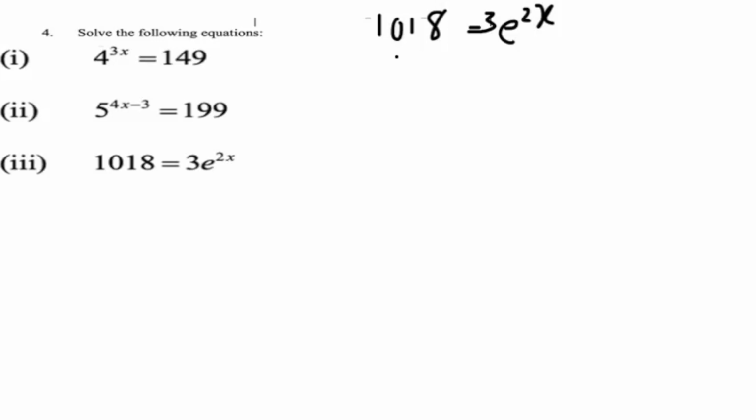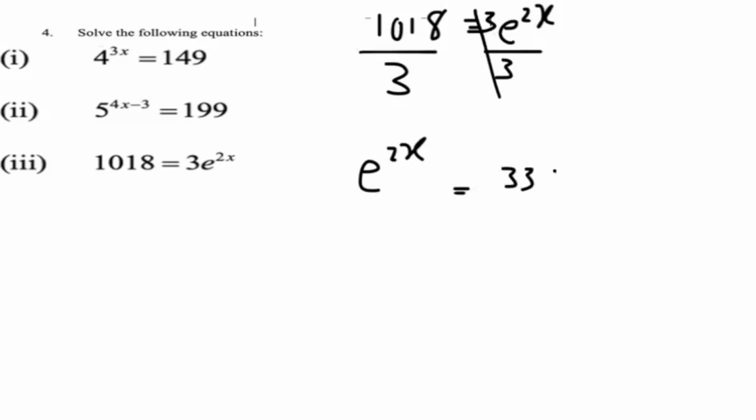Now here I have 1018 equals 3e to the 2x. So the first thing I will say is divide by 3. So this cancels, and I'm going to put e to the 2x on my left. And then 1018 divided by 3. So when I divide it by 3, I'm going to get 339.67.